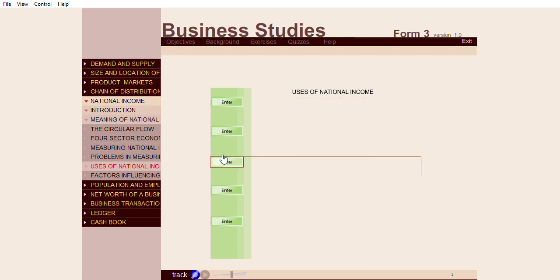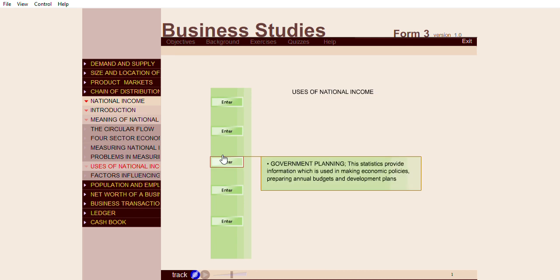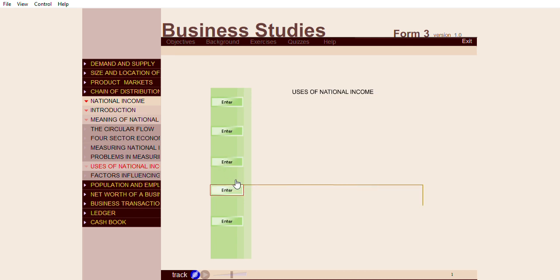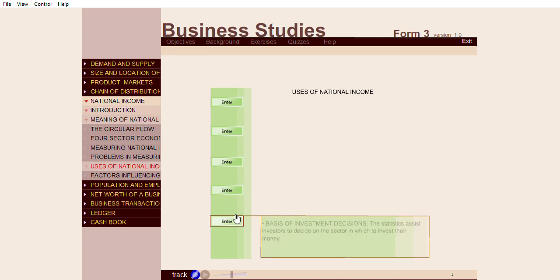Comparing two or more countries. National income figures are commonly used to compare living standards of different countries. Government planning. These statistics provide information which is used in making economic policies, preparing annual budgets and development plans. Distribution of national income. They provide information on distribution of income, which helps the government to address income disparities.